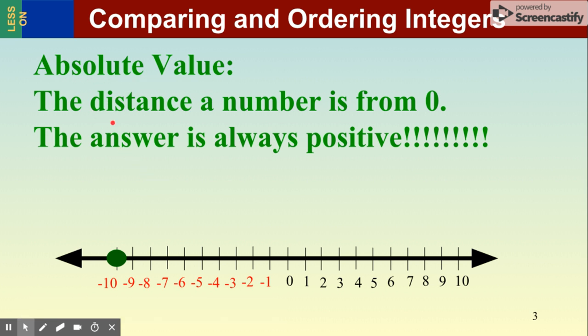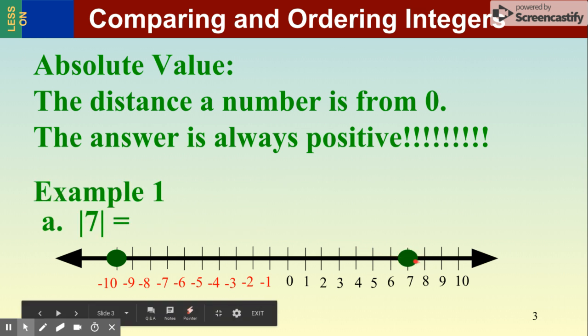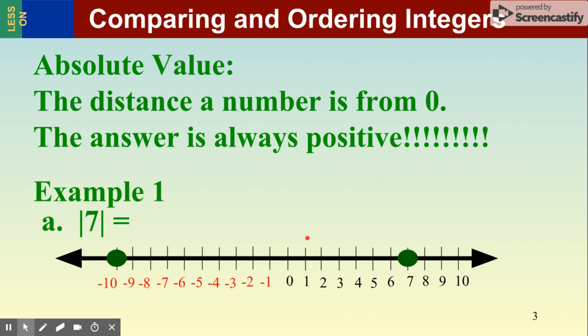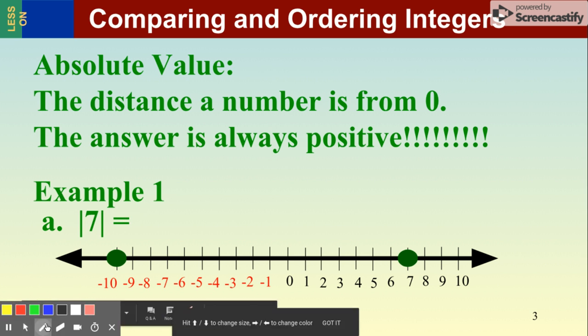One of the terms that we will be using a lot is absolute value. So I'm going to define it right here. You have heard this before, but the absolute value of a number is the distance that that number is from 0. So that's why the answer is always positive. For example, the absolute value of 7, if I say that's the distance from 0, I would just count from 0: 1, 2, 3, 4, 5, 6, 7. 7 units. So the absolute value of 7 is 7.